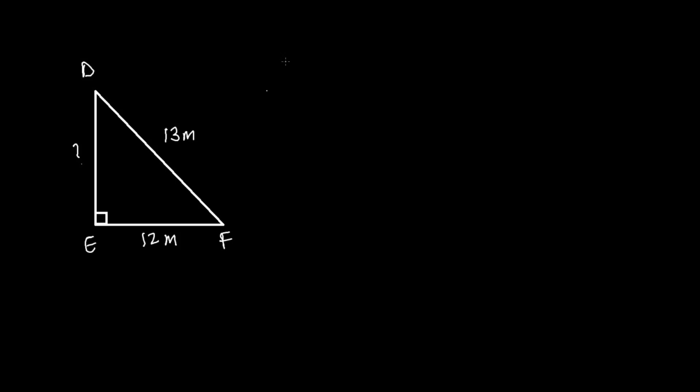So the question will state, find the length of DE. Whenever I look at a right angle triangle, the first thing I like to identify is, what is my hypotenuse? The hypotenuse is always opposite 90 degrees. So if you said it, that's correct. The hypotenuse will be the length DF, which is 13 meters. That is my hypotenuse. Now DE is not the hypotenuse, and EF is also not the hypotenuse.